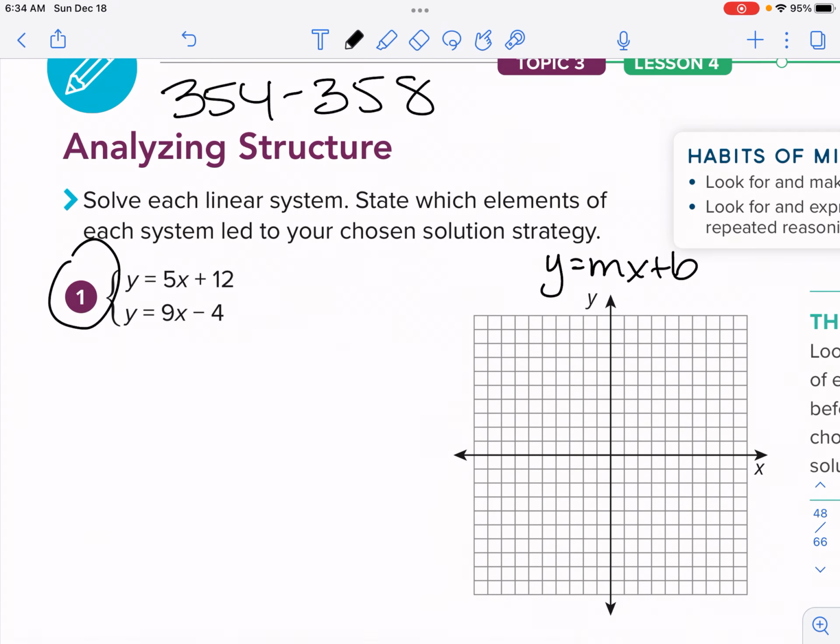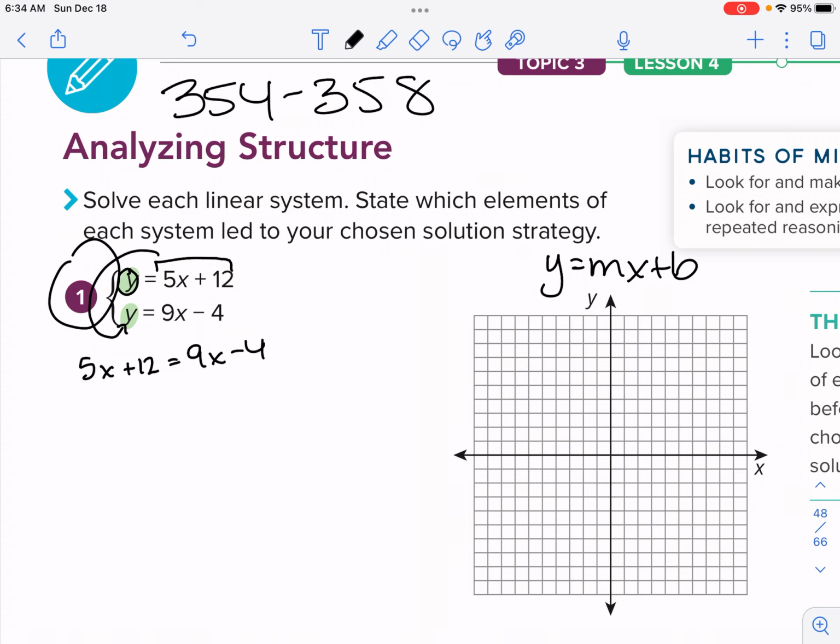So what we're going to do is use the substitution method. That's where we have 2 equations that are solved for y, and we substitute them into one equation. You could think of this as taking the y of the first equation, 5x plus 12, and substituting that into the y of the second equation. So it looks like this: 5x plus 12 equal to 9x minus 4.